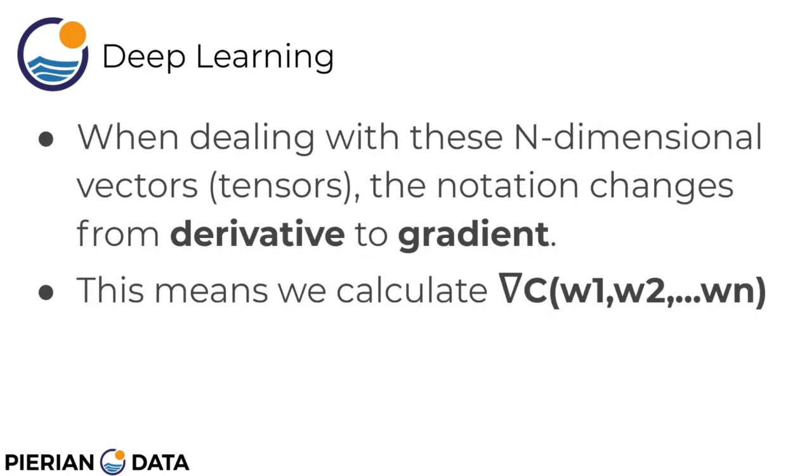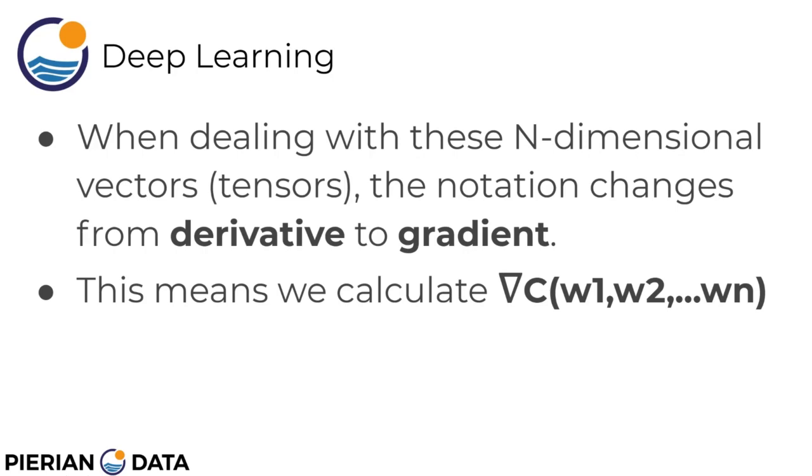When dealing with these n-dimensional vectors, otherwise known as tensors, the notation changes from derivative to gradient. That's why you've heard me say gradient a couple of times instead of the term derivative. When we're dealing with n dimensions, the correct term becomes gradient. That means we calculate the gradient of the cost function with respect to all these weights. If you see that upside down triangle, that's the way you notate gradient instead of just saying derivative.